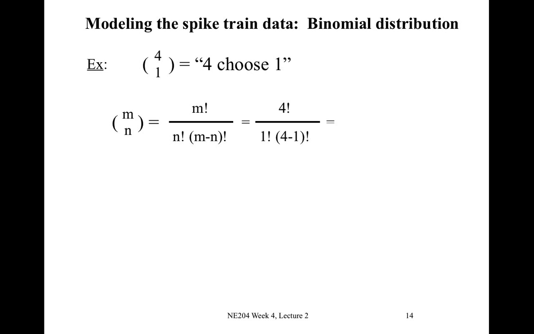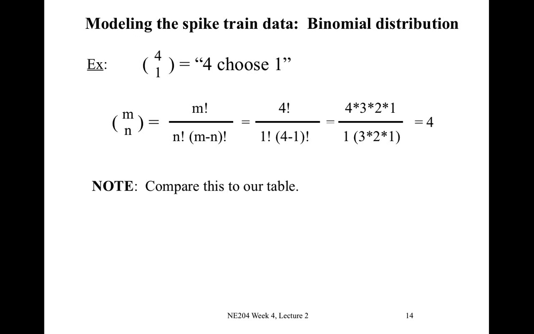So what does this equal? What is 4 factorial? Well, we're going to take 4 and multiply it by 4 minus 1, which is 3, and then times 3 minus 1, which is 2, and then times 1. So we multiply 4 times 3 times 2 times 1. 1 factorial is just 1, and then 4 minus 1 factorial is 3 factorial, which is 3 times 2 times 1. So we have these products in the numerator and denominator, and we can cancel some of these values, and we get 4. And let's compare this to our table.